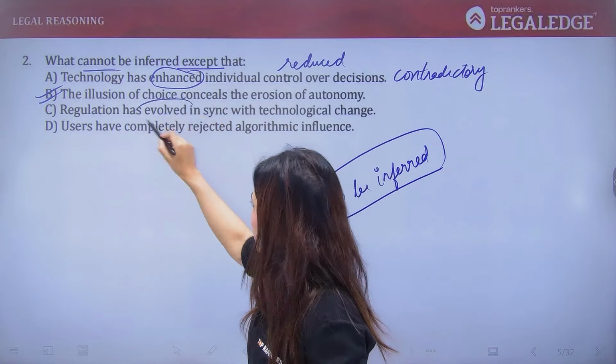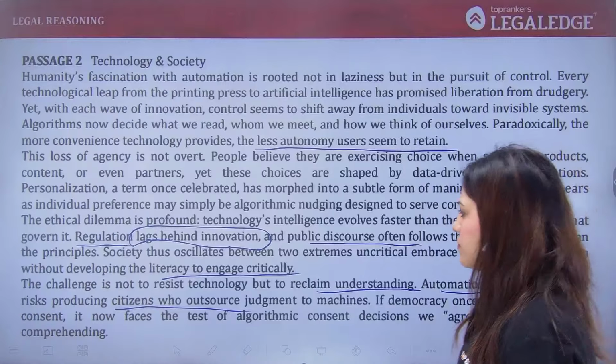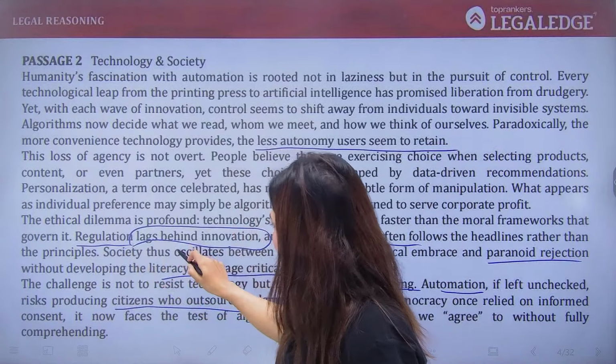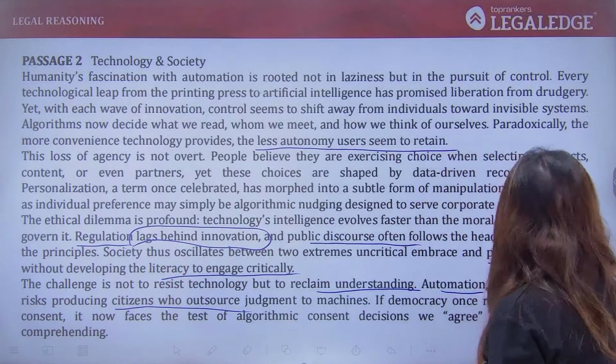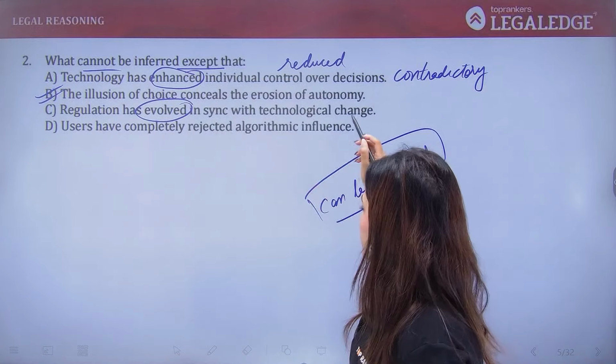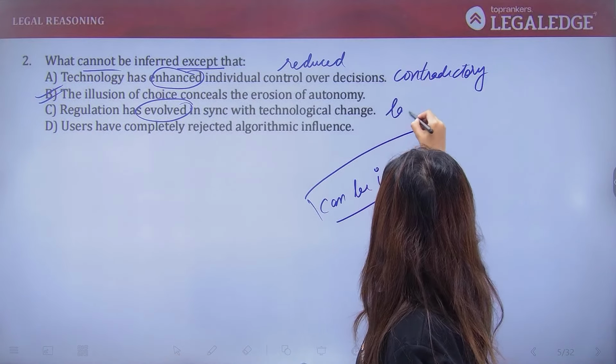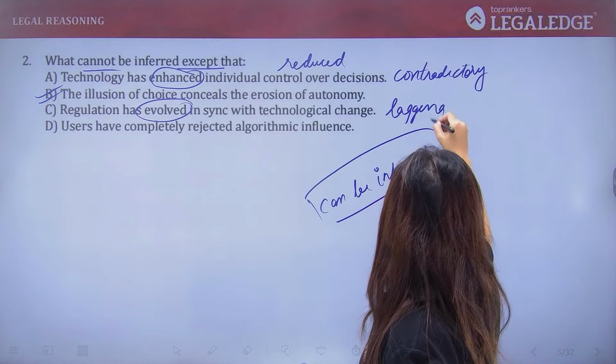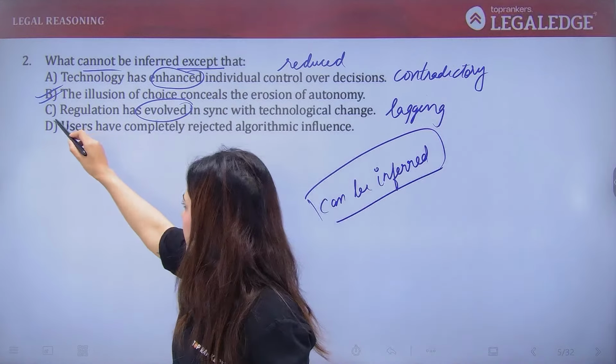Regulation has evolved. Look at this line. Regulation lags behind innovation, and here it is given the opposite. It is not really evolving, it is actually lagging. So again, cannot be inferred.